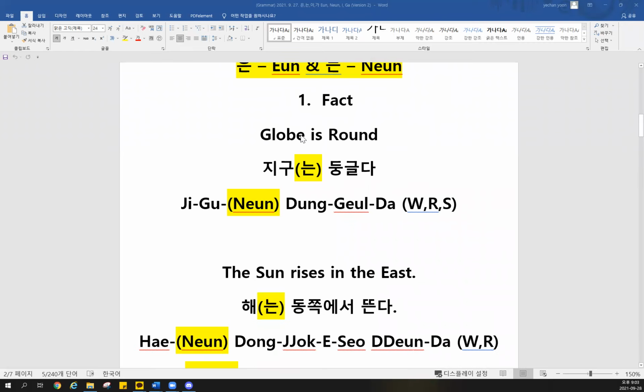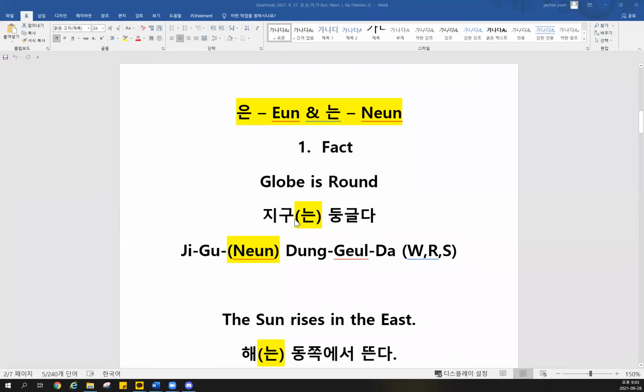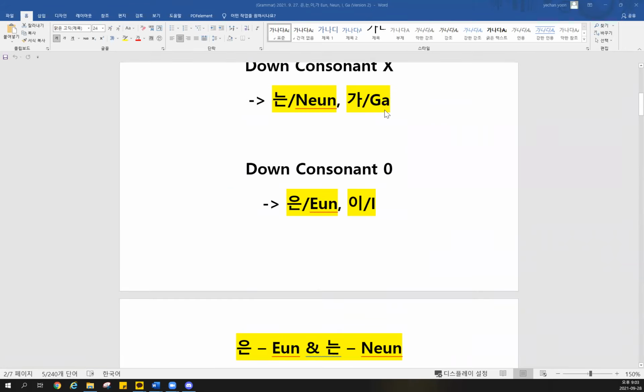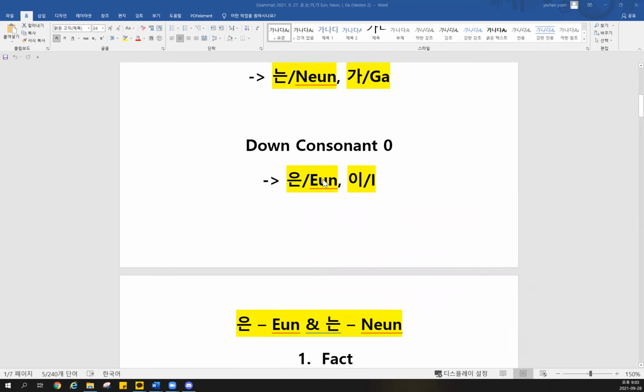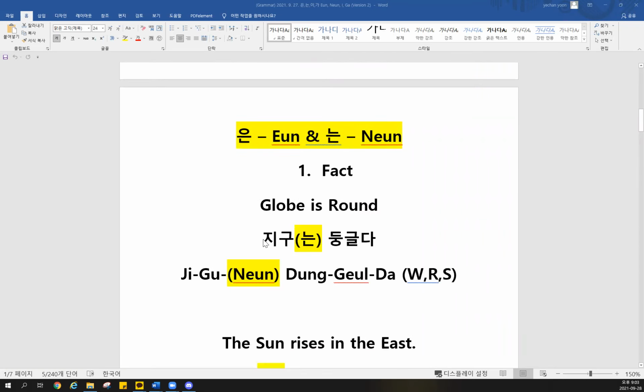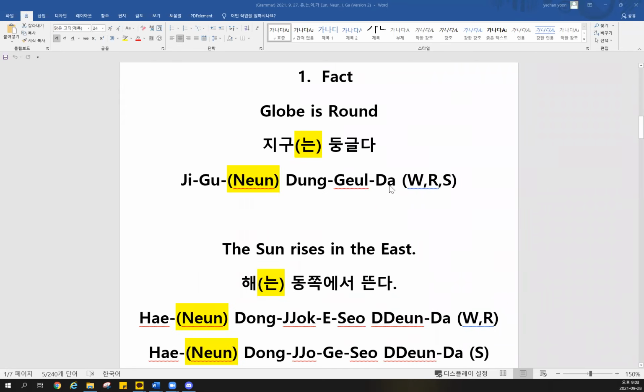Okay. So globe is 지구, 지구. And 지구 has no down consonant, then you can use 는 here. So 지구는. Round circle, you can say 둥글다. So it's going to be 지구는 둥글다. 지구는 둥글다. All right. So you can use the 는.